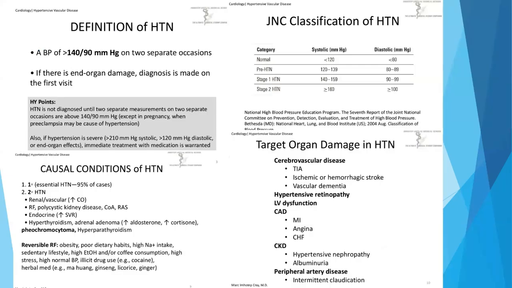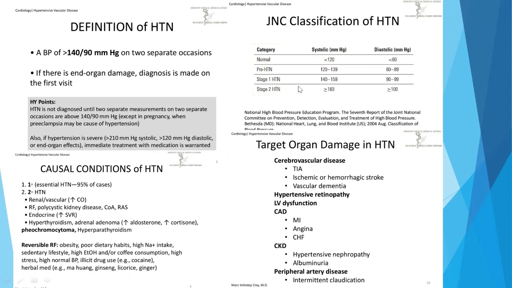So the definition of hypertension: a BP of more than 140/90 on two separate occasions, and if there is end-organ damage, the diagnosis is made on the first visit. Now, hypertension is not diagnosed until two separate measurements on two separate occasions are above 140/90, except in pregnancy, when preeclampsia may be a cause of hypertension. Also, if hypertension is severe, more than 210 systolic or more than 120 in the diastolic phase, or if there are end-organ effects, immediate treatment with medication is warranted.